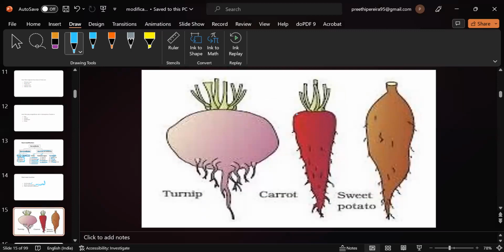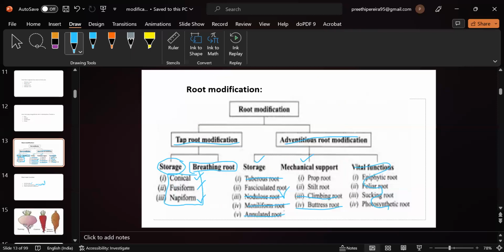इसमें देखो, this is carrot. Carrot is a taproot. देखो, primary root. And how is it storing the food? इसका shape देखो, conical shape है ना, like a cone shape. So carrot is an example for conical. So conical के लिए example is carrot.